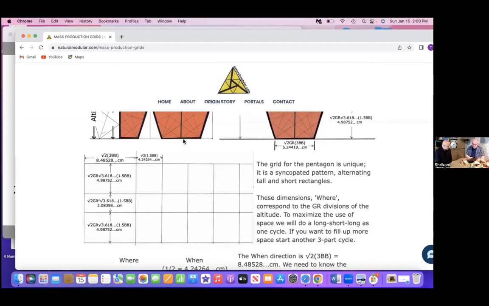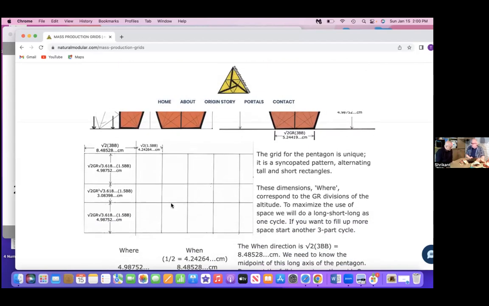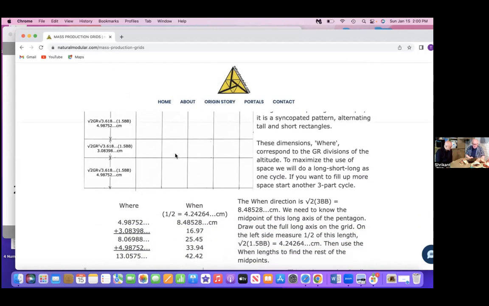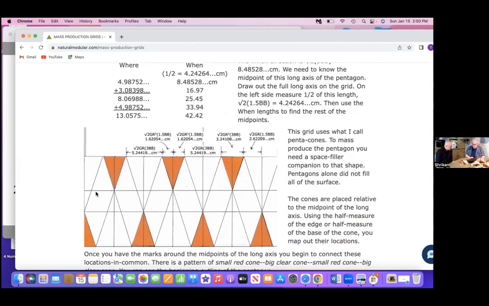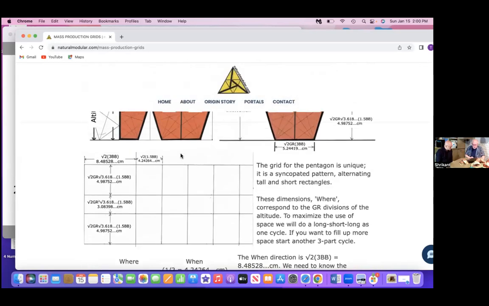Okay, so you see that the grid for the pentagon is syncopated. There's big, small, big, because when you draw it, you see that a pentagon fits here and the pentagon fits here. I've never seen a mass production of the pentagon, because you need this little cone that takes up a space filler. And so there's a way, read on the website, you divide the distance, these distances here.